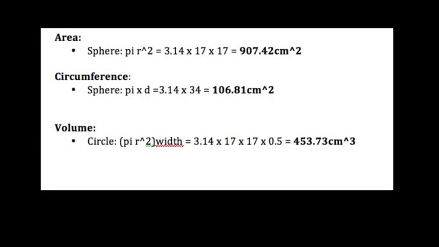For the sphere, the area was 907.42 centimeters squared. The circumference was 106.81 centimeters squared, and finally the volume was 453.73 centimeters cubed.